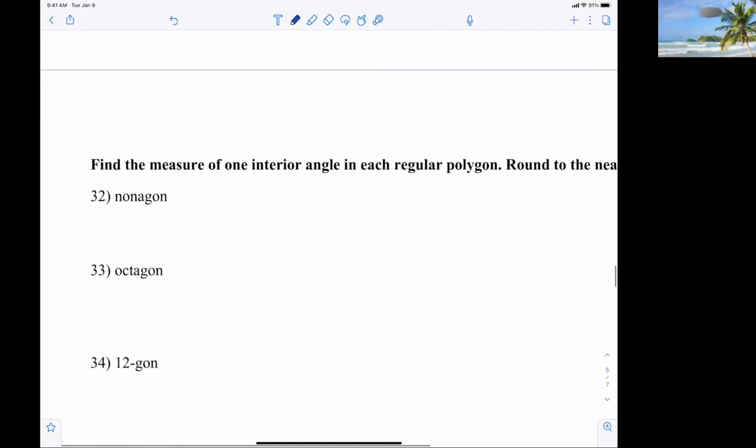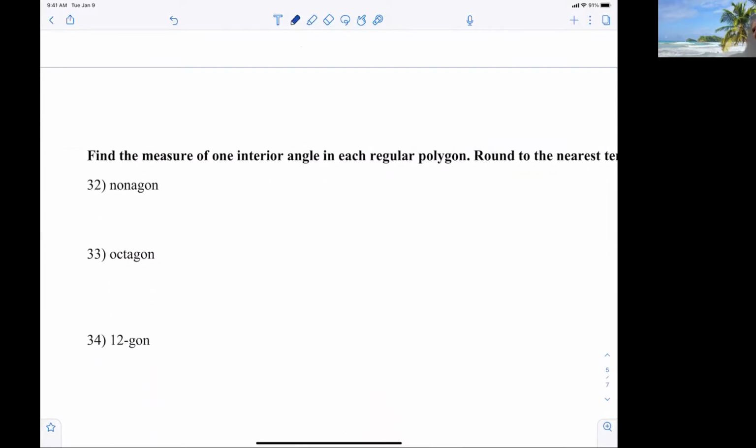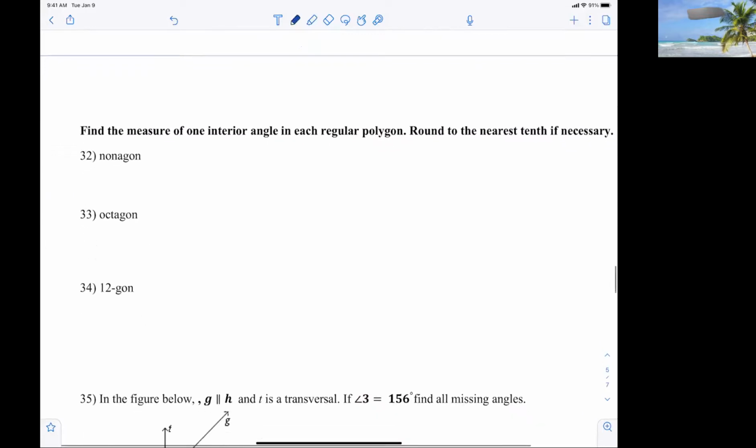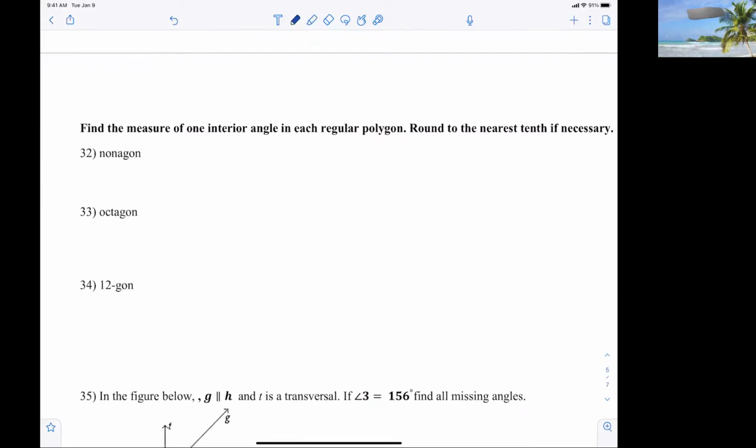Avery. Now here you have to find the measure of the interior angle, and it's regular. So what was the formula for that, Avery? Do you remember? Tell me. You are amazing. Good job. Everyone has to remember that tomorrow.